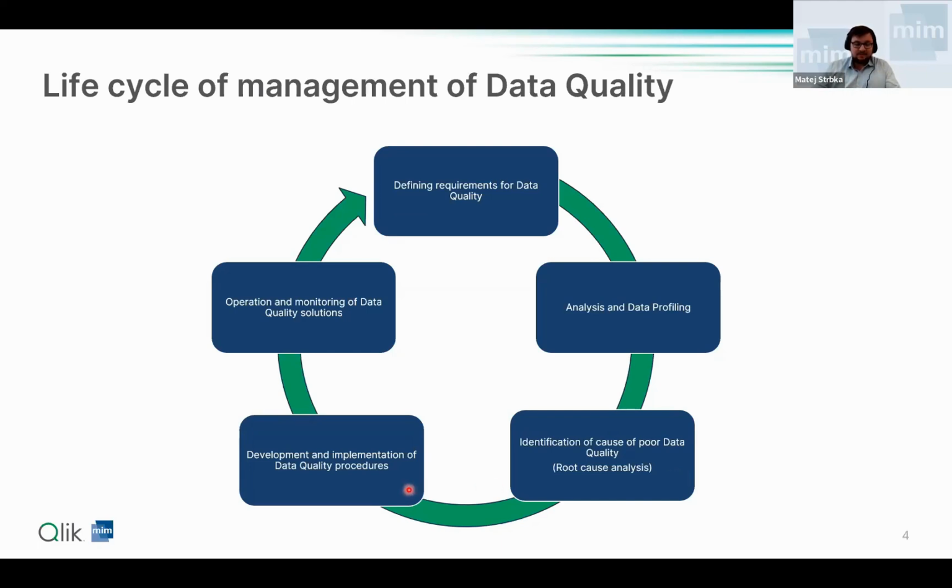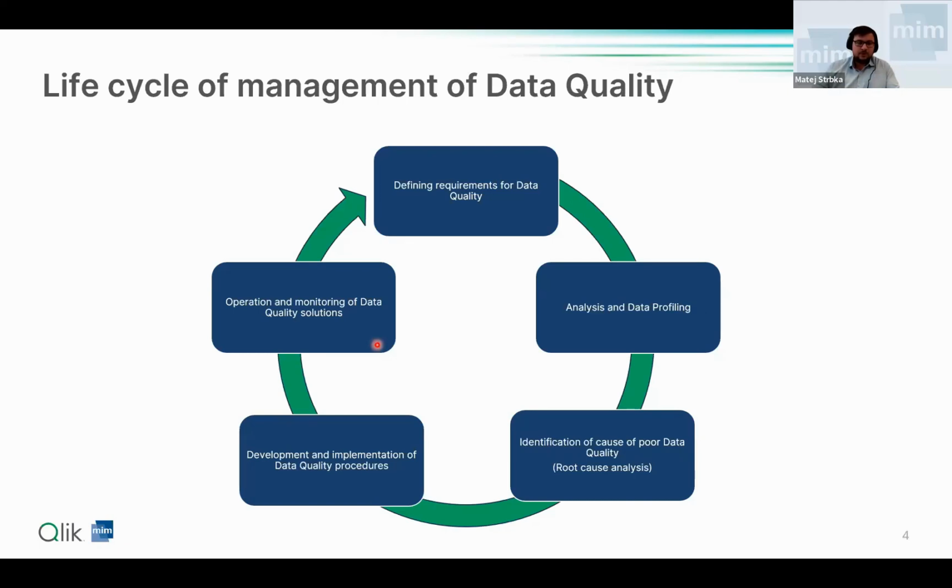The fourth step is development and implementation of data quality procedures. Once we analyze that there is some data inconsistency or poor quality, and we know what caused it, it is time to fix it. This is the time when companies should come with some use cases or some steps on how to improve the data quality. I will show a demo of what we implemented for the Ministry of Education in Slovakia.